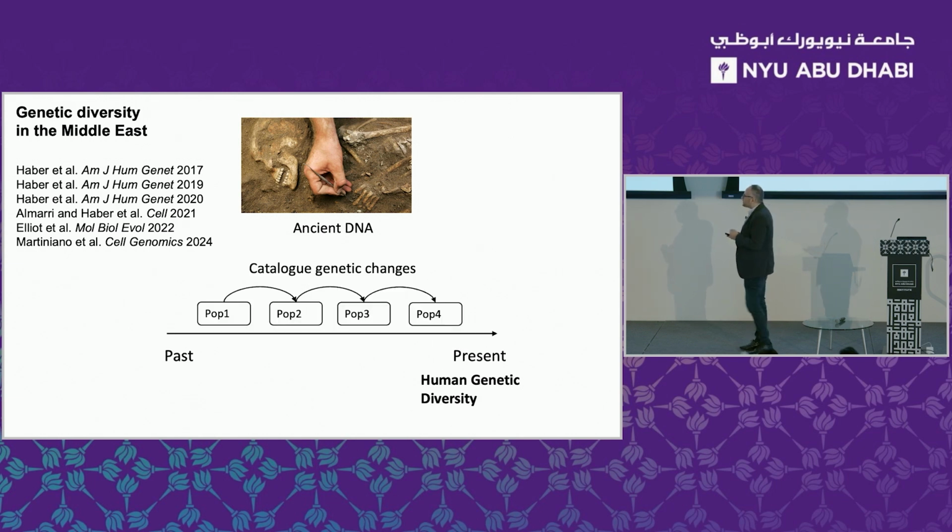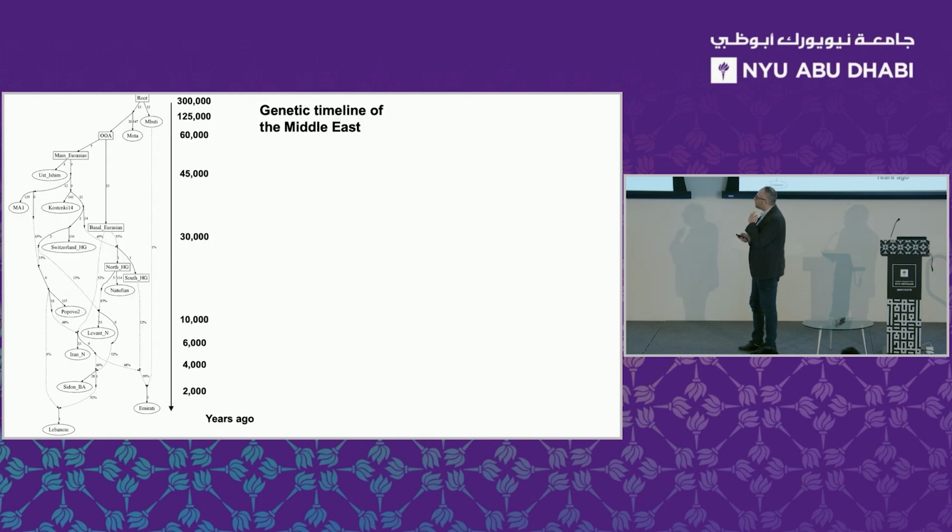However, with ancient DNA, we can simply go and sequence the populations that lived and died thousands of years ago. So we can look at how the genetic changes were occurring over time, and we can understand why we have them the way they are today. So with this amazing tool, we constructed what we call the genetic timeline of the Middle East.